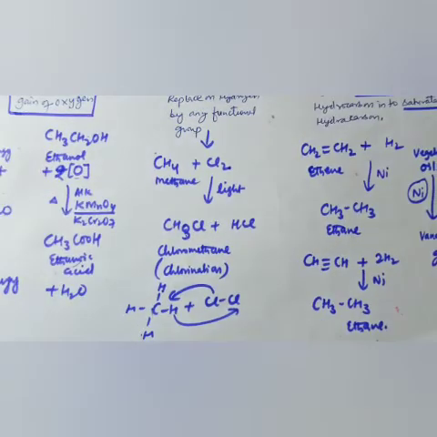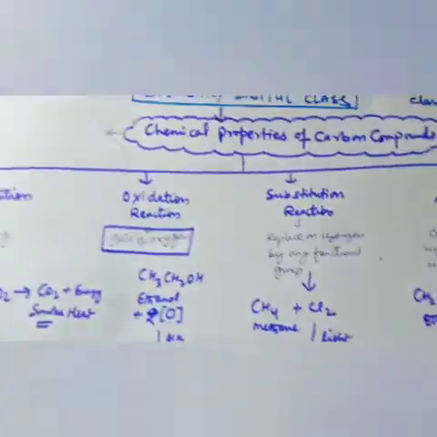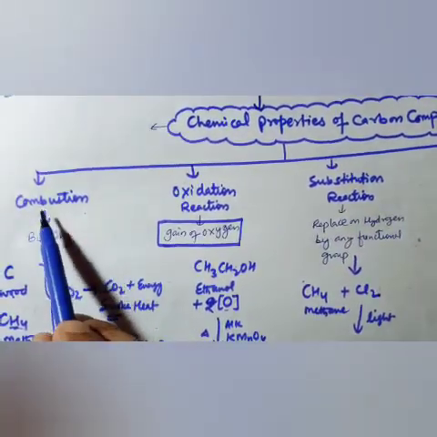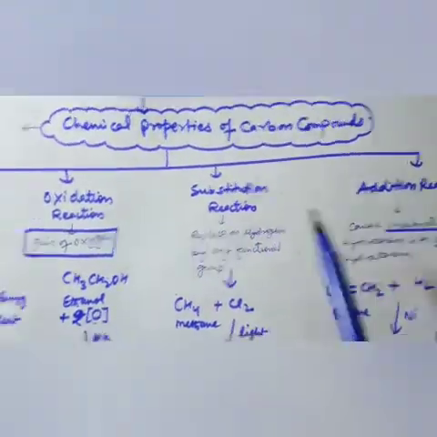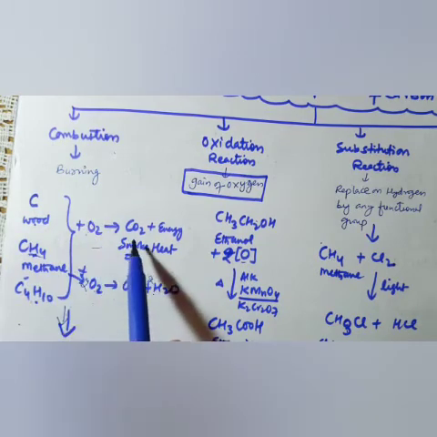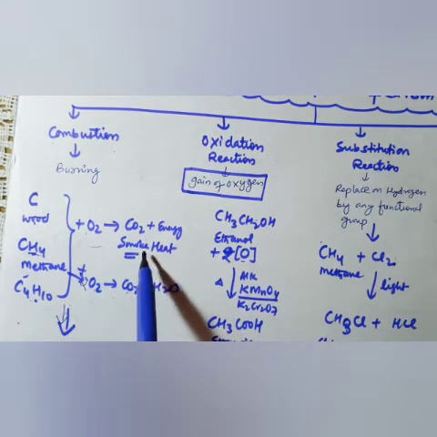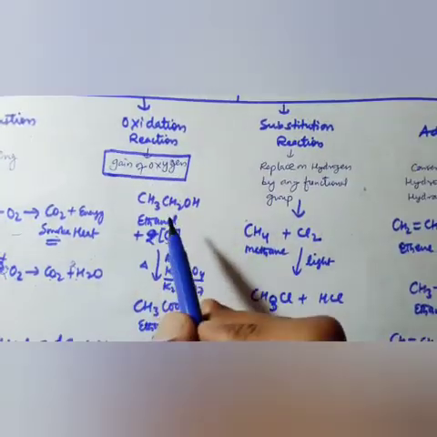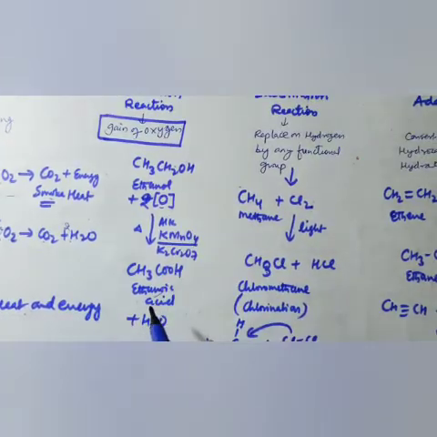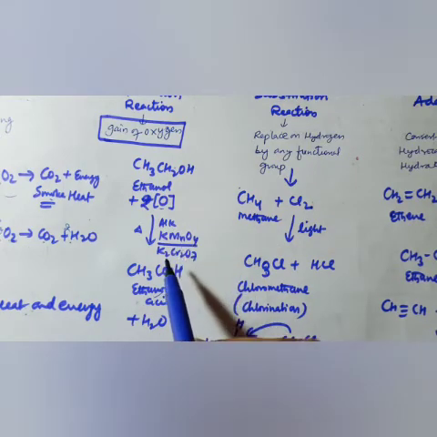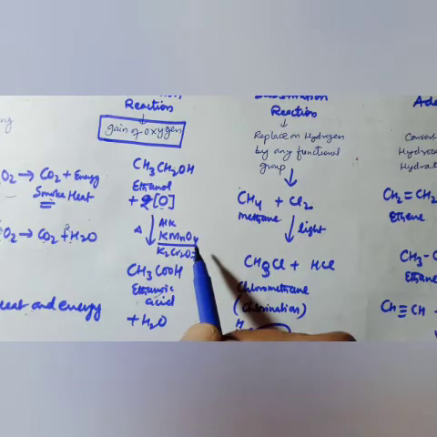So this is all about the chemical properties of hydrocarbons. Once again I'm recapitulating. In the chemical properties of hydrocarbons, basically four reactions are there: combustion, oxidation reaction, substitution reaction, and addition reaction. In combustion, we are burning the carbon in the presence of oxygen and producing carbon dioxide and energy. It is a simple process that happens in our day-to-day life. Second, oxidation reaction, where gain of oxygen will change alcohol into carboxylic acid. It changes ethanol into ethanoic acid in the presence of KMnO4 or K2Cr2O7. Out of these two, you can take any one.